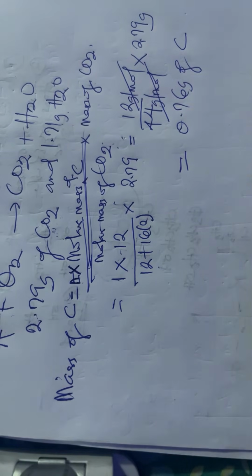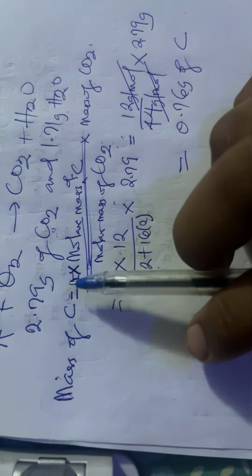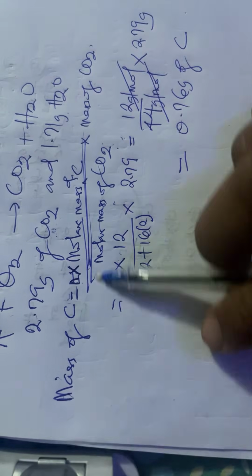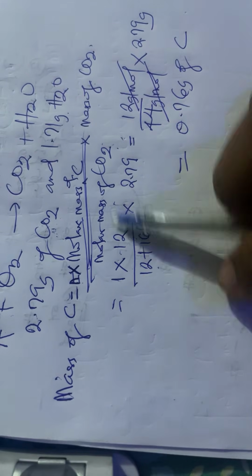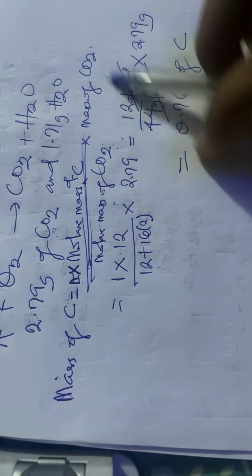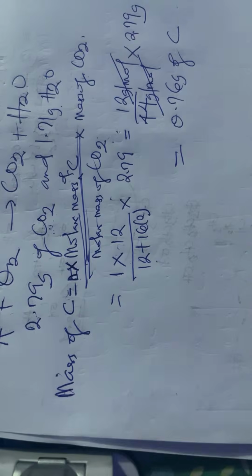So this is the actual mass we're solving for carbon. This is how to do it. Like I said, multiply the number of atoms by the molar mass of that element and divide it by the molar mass of the compound. Then multiply it by the mass of the compound that you were actually given in the question. So that's the strategy. We have done it for carbon. Let's do it for hydrogen.